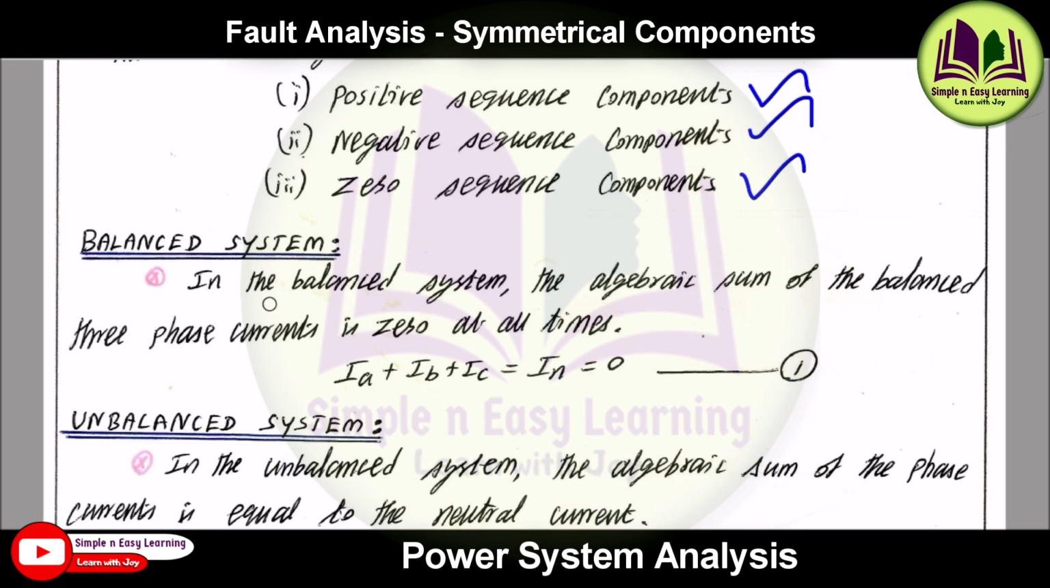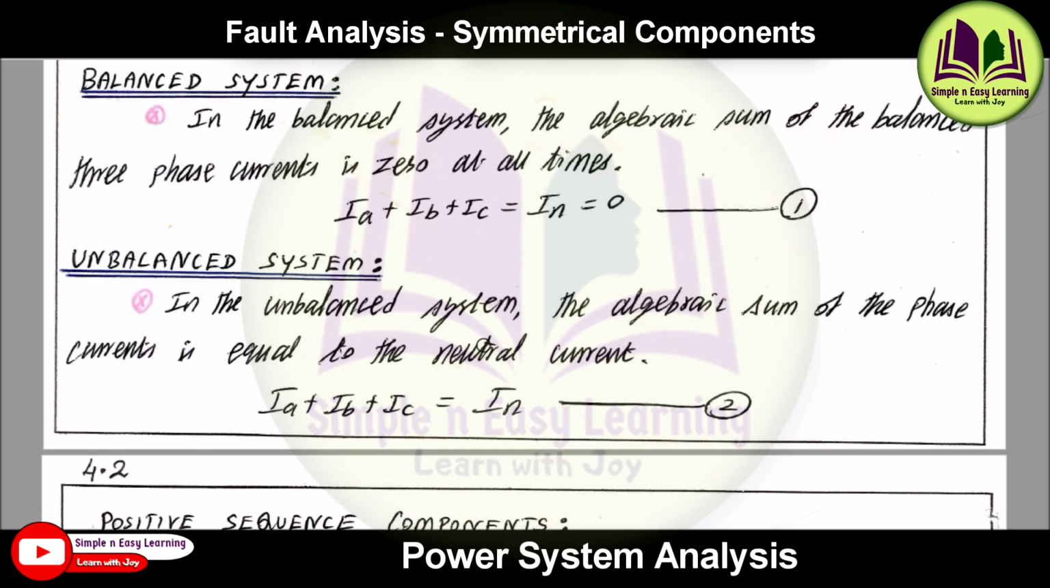Under a balanced system, the A phase current plus B phase current plus C phase current will be equal to the neutral current, and that will be equal to 0. This is the balanced condition. In an unbalanced system, this will not be equal to 0, since when a fault occurs in any one phase, say the A phase, the system gets disturbed and the current value will be different. So the sum of the three currents will be equal to IN alone, and it is not equal to 0. These are the two conditions for balanced and unbalanced systems.